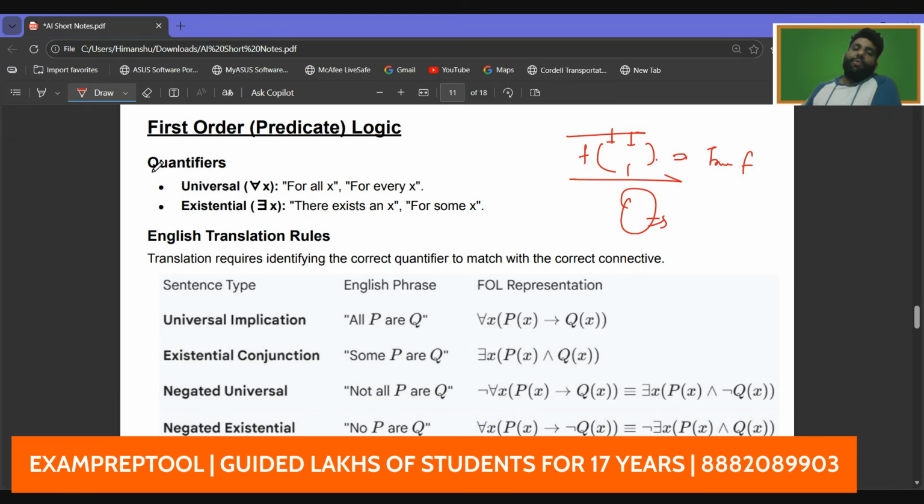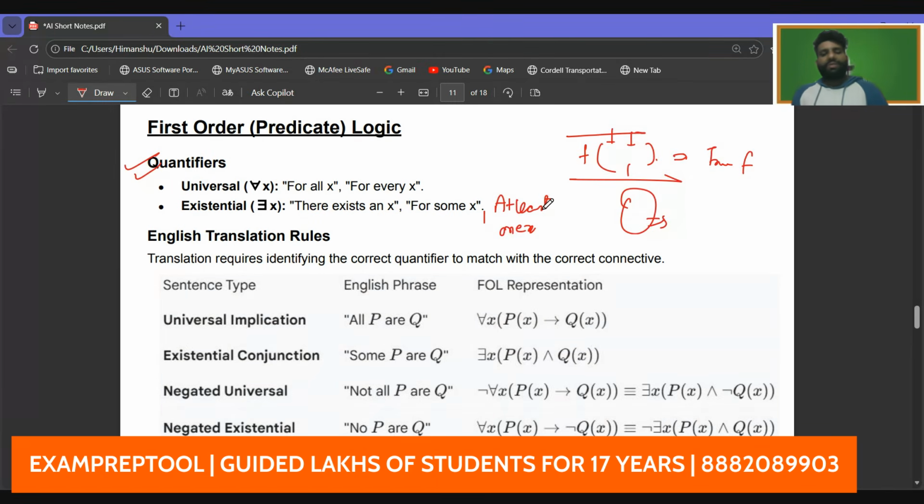Now we have to use quantifiers because now we will be quantifying the number of objects or subjects which we'll be dealing with. For that, we have universal quantifier and existential quantifier. Universal tells about all the existing ones, that means for all x, for every x. Existential, we always talk about some bunch or at least one. So let me just write, it also means at least 1 x. There exists an x, for some x, at least 1 x.